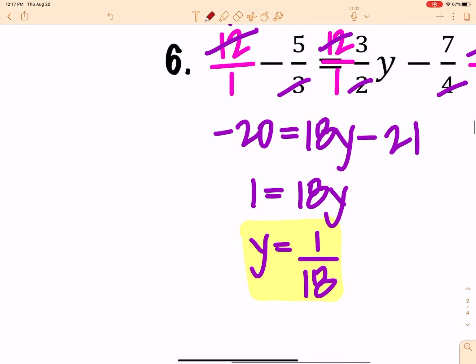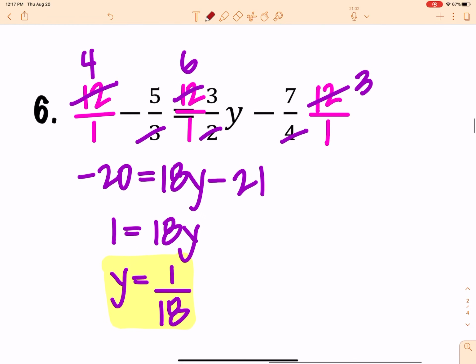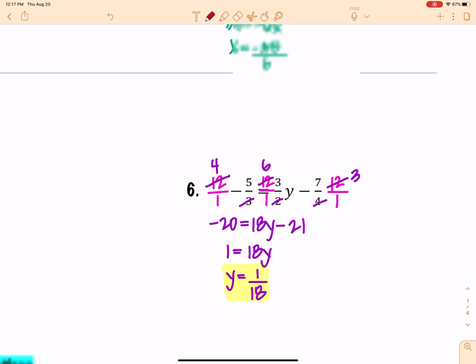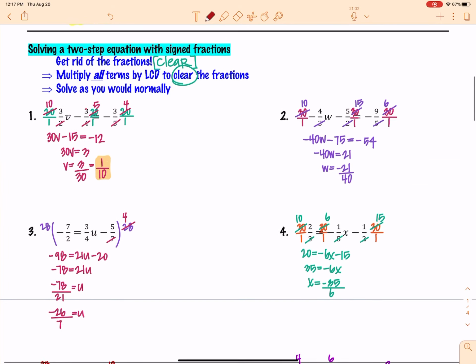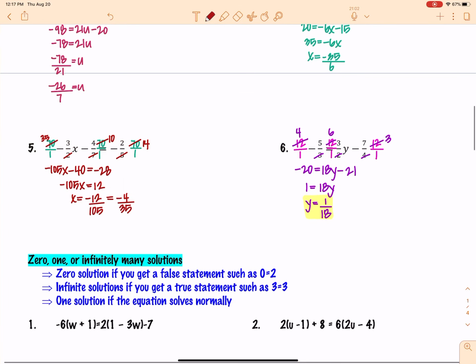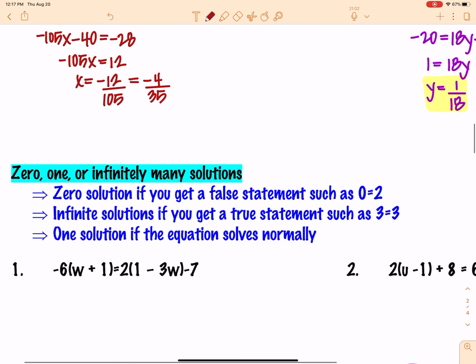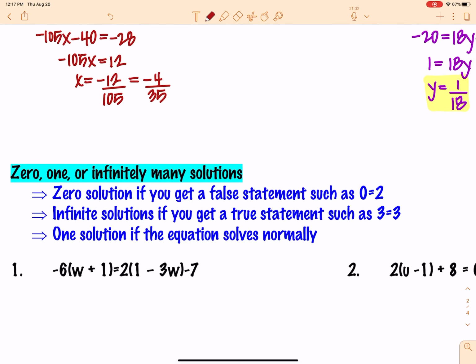All right, number 6, you should get 1 over 18 as your final answer, and I use a least common denominator of 12 to clear my fractions. All right, so we know how to solve equations back in Algebra 1. So what we're going to learn here is that there are different types of solutions in this class.